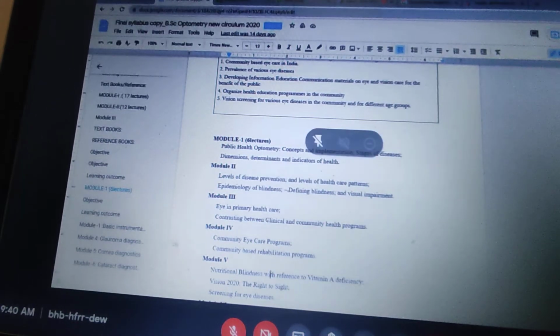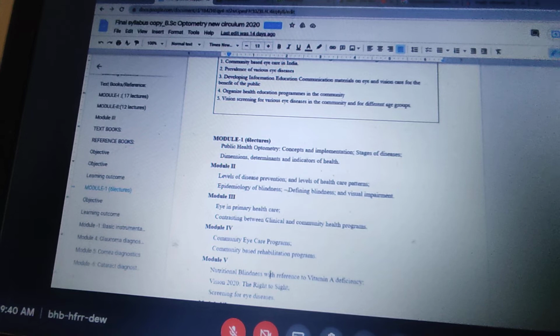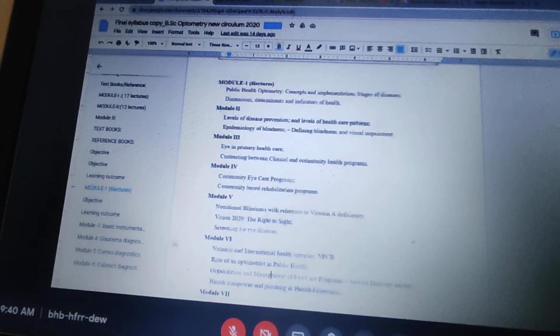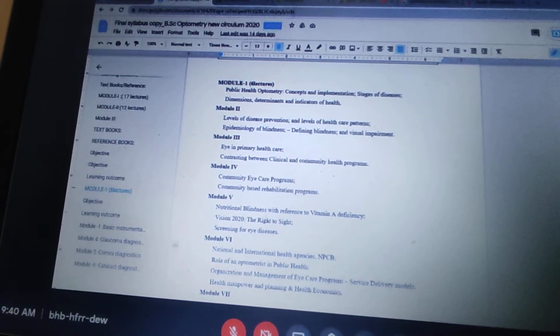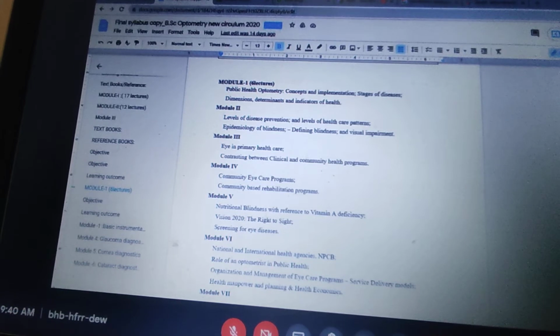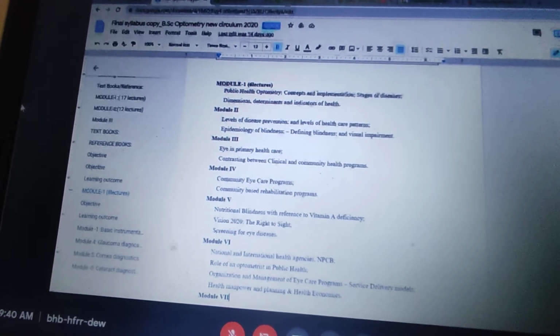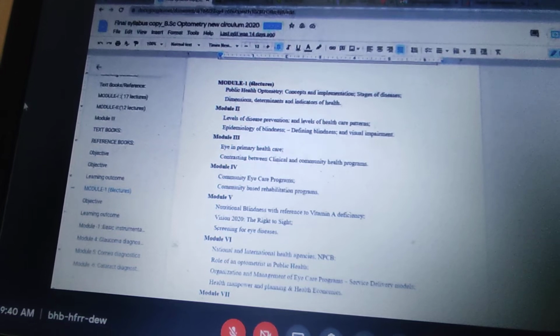So in module 1 you will be reading about public health optometry. One thing I want to say to you all before I show the syllabus is that though it is showing a total of 7 modules, sometimes the title is different. When I have gone through the syllabus, the title is different, but the content inside that title is the same. So whenever I come across such topics, I'll tell you beforehand. For example, let's consider concepts and implementations. If there is this title, the matter under this will be the same as under the other title.